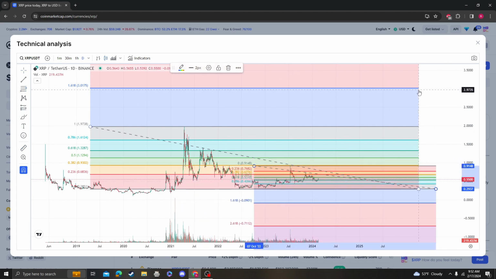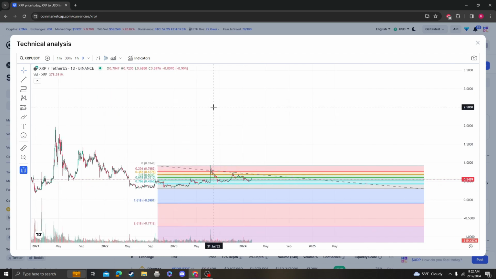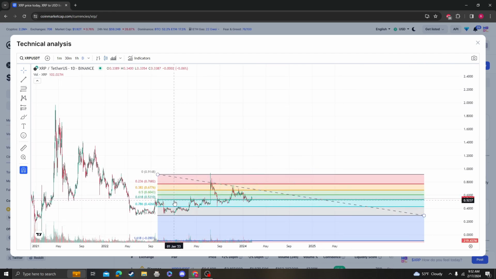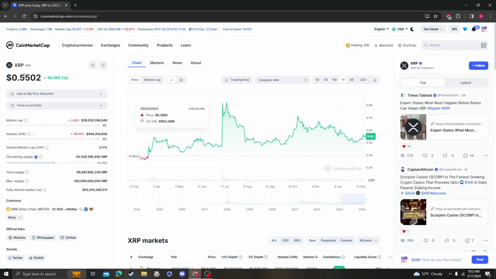On the downside, it needs to hold the 618 to stay bullish, which is 53 cents, and as you can see, we are right at 55 cents, so we don't really have that much room to go down. If we do, then most likely the next target down is going to be around 45 cents.